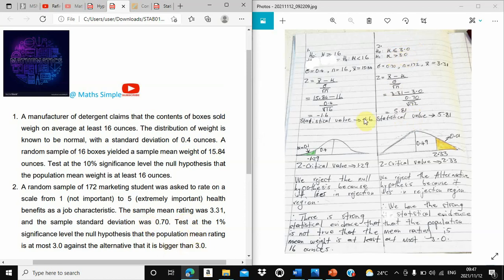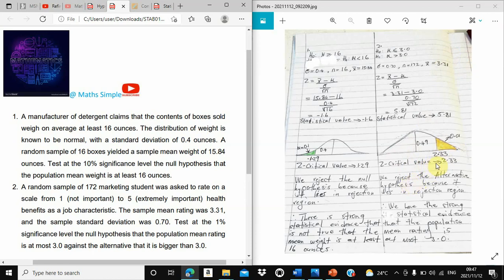Here we are given this statement. From there, we wrote each and everything that we are given, which we are going to use. We wrote this formula, then we substituted the values. Our statistical value is 5.81. From there, we must find the critical value. Our critical value, we found it to be 2.33. Again, if you don't know how to find the critical value, check the video in this description. You will be able to see how we find the critical values.